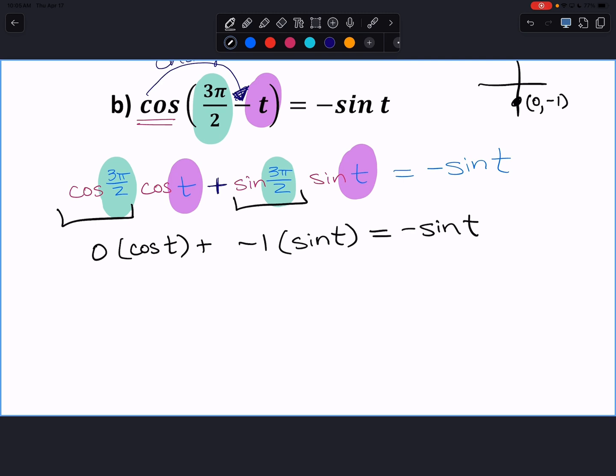These are called trig identities. When you're trying to prove that actually equals that, okay? It's a trig identity. You're showing that it proves it equals something. Okay, 0 times cosine of t will be 0. And negative 1 times sine of t is negative sine of t. 0 minus sine of t is just negative sine of t. So we verified that they are in fact equal. Okay? Questions?